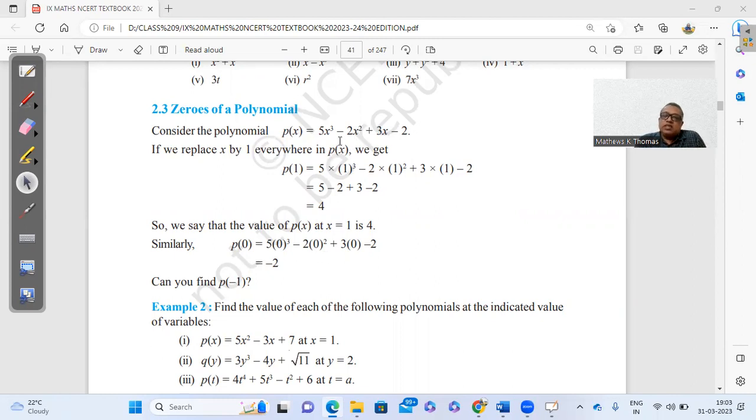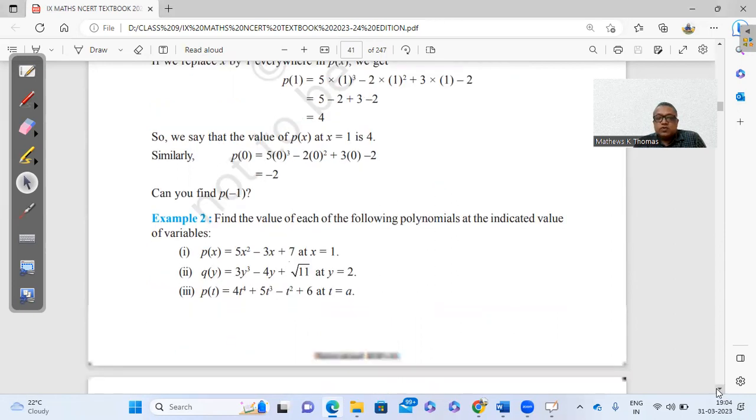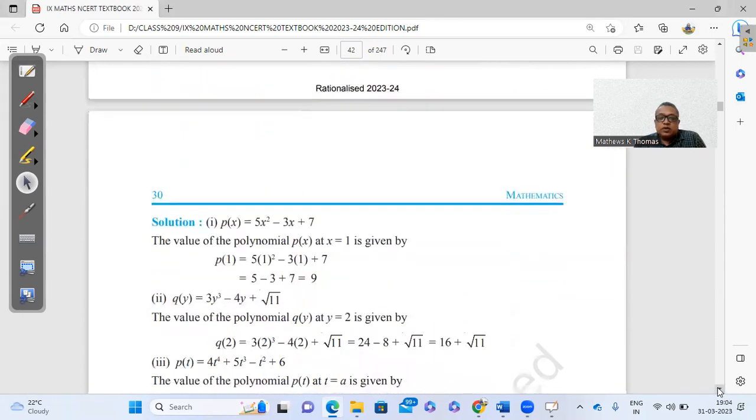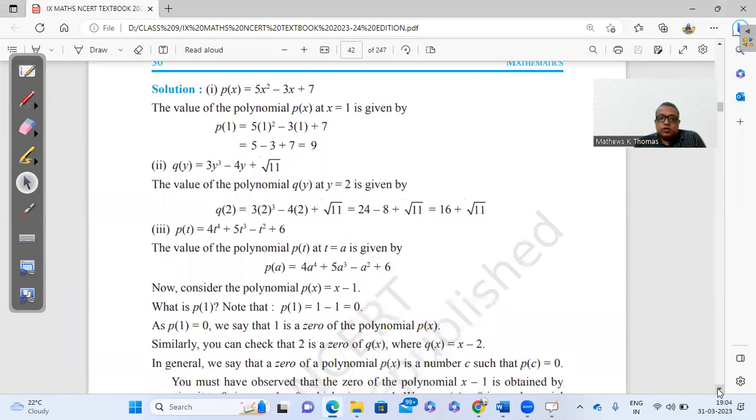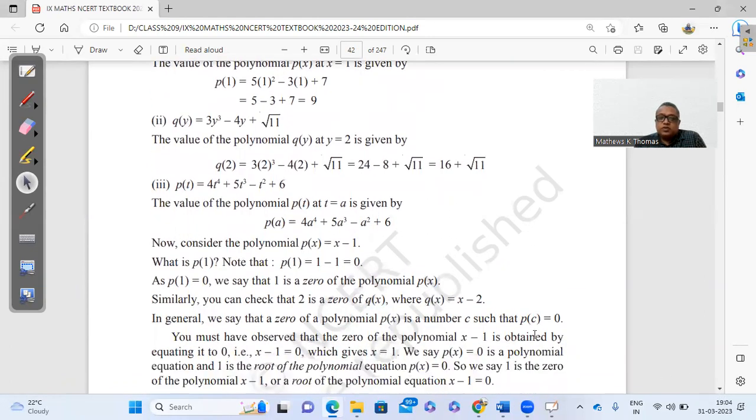Now, suppose I think of a value where, when I substitute it for x, the answer is 0. That is called a zero of the polynomial. So in this case, we are not finding zeros actually. Here we are finding p(1), p(2), that is, the value of the polynomial at a particular value which they have given. Now, the zero of a polynomial is when you get 0.